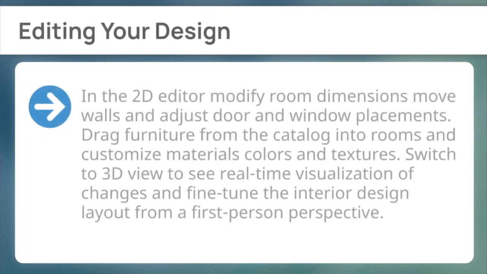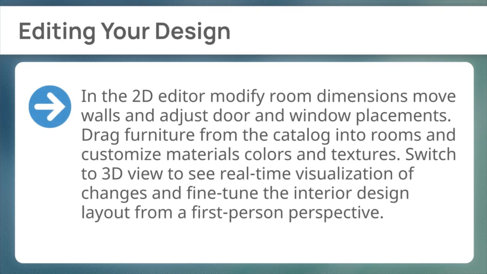Next, editing your design. In the 2D editor, modify room dimensions, move walls, and adjust door and window placements. Drag furniture from the catalog into rooms and customize materials, colors, and textures. Switch to 3D view to see real-time visualization of changes and fine-tune the interior design layout from a first-person perspective.